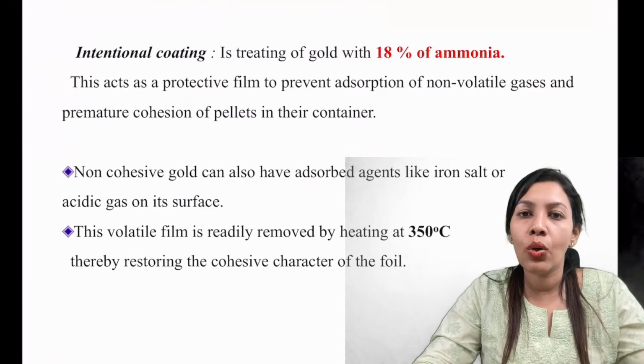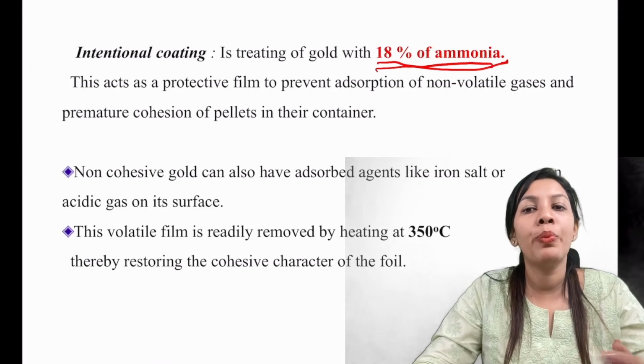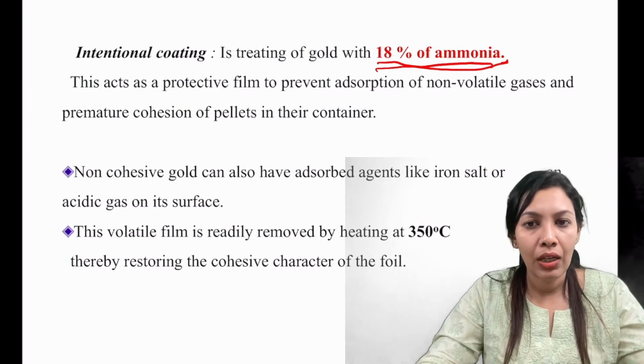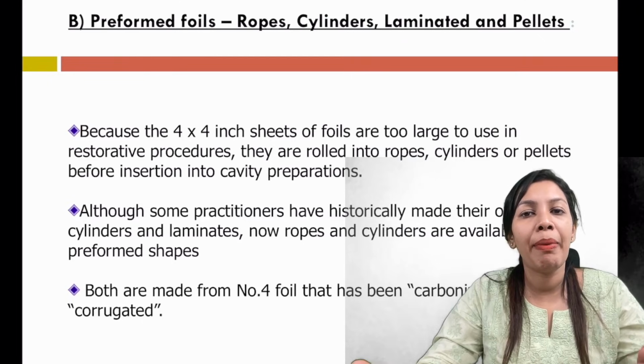So intentional coating is done with 18% ammonia. Why? To prevent the adsorption of other non-volatile gases to its surface. And other shapes include ropes, cylinders, laminates, pellets, etc.